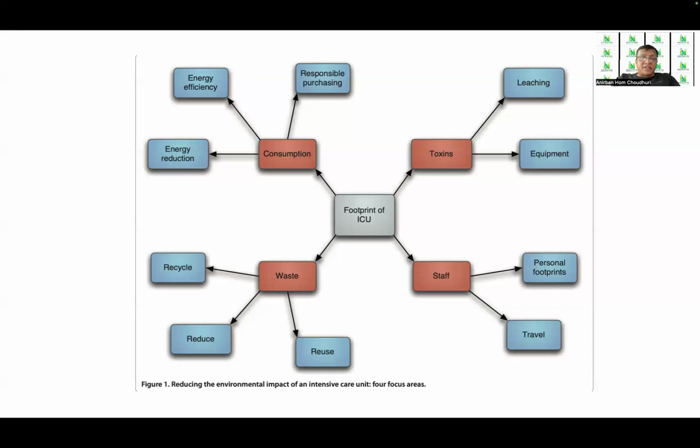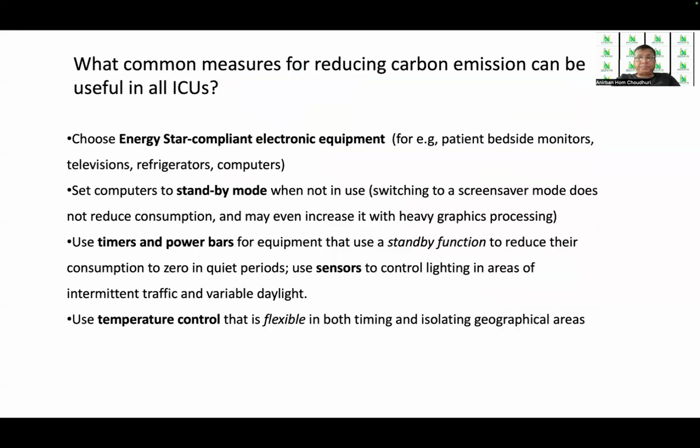For the wastes, it is good to recycle, reduce, and reuse them wherever possible and whenever possible. And if at least some part of these four, consumption, toxins, staff, and waste, can be streamlined, a lot of the footprints of the ICUs in terms of carbon, resource, waste, and toxins can actually come down to a significant level.